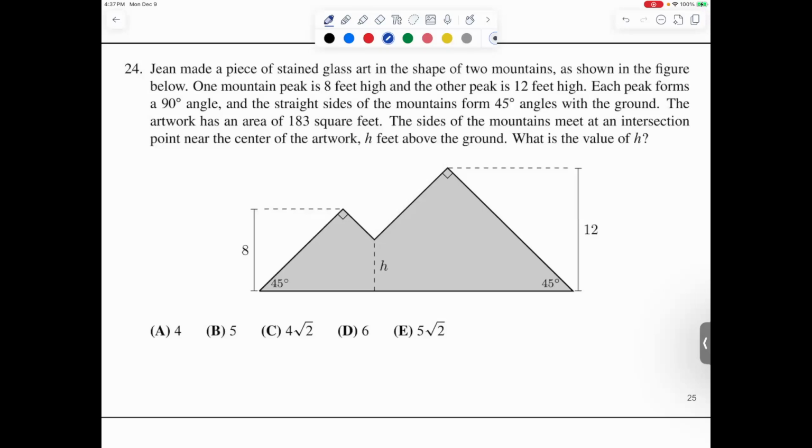Problem 24. Jean made a piece of stained glass art in the shape of 2 mountains, as shown in the figure below. One mountain peak is 8 feet high, the other is 12 feet high. Each peak forms a 90-degree angle, and the straight sides of the mountain form 45-degree angles with the ground. The artwork has an area of 183 square feet, the total area. The sides of the mountains meet at an intersection point near the center of the artwork, h feet above the ground. What is the value of h?